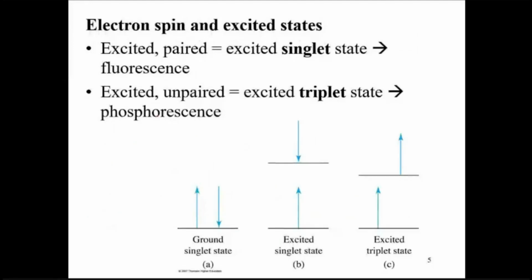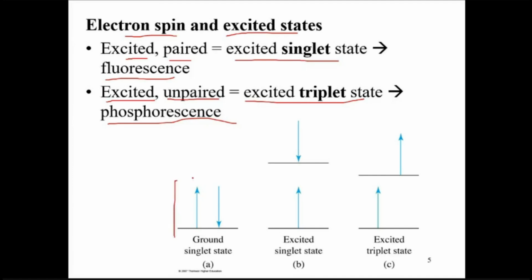Now, let us consider what the singlet state and triplet state are. It depends on electron spin and excited states. When in a molecule, electrons are excited and paired, it is called the excited singlet state. It leads to fluorescence. When electrons are excited and unpaired, they are called the excited triplet state, and they are responsible for phosphorescence.